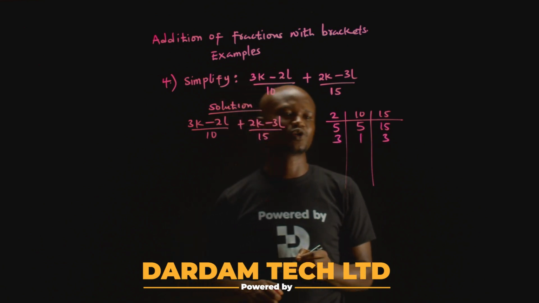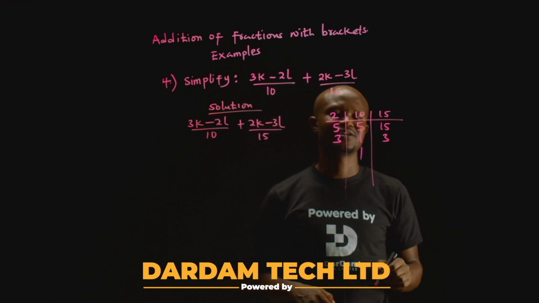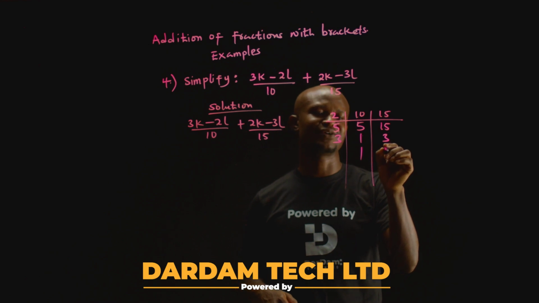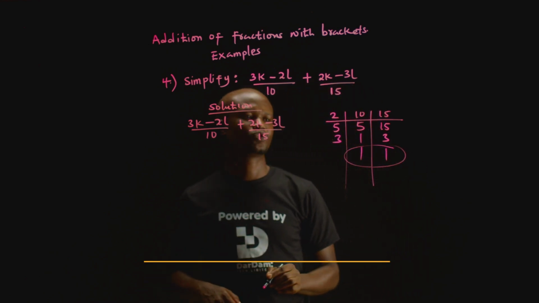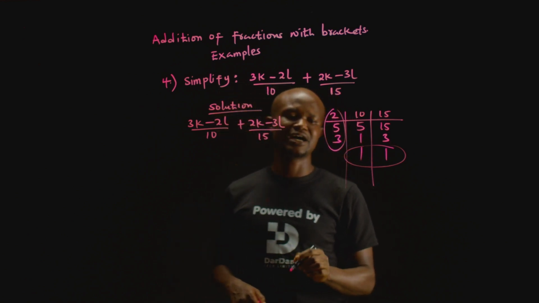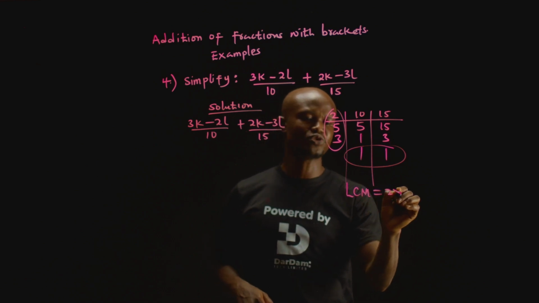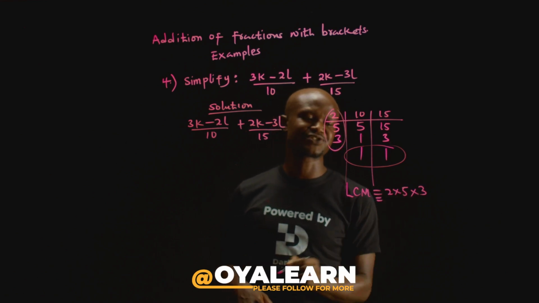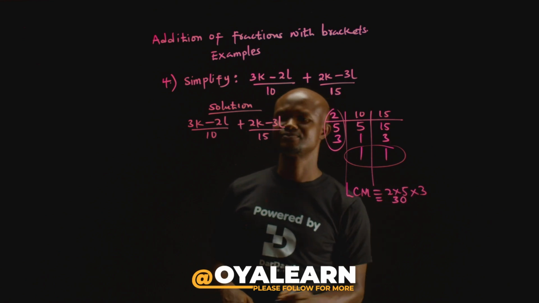If you use this 3, what do we have? 1 is not a multiple of 3, you still write 1. This 3 divided by 3, what are we having? 1. Now, we're having 1 at the last row. So in this case, we are good to go. Now, the LCM of the denominators is going to be what? 2 times 5 times 3. What is 2 times 5? 10. 10 times 3, that is 30.